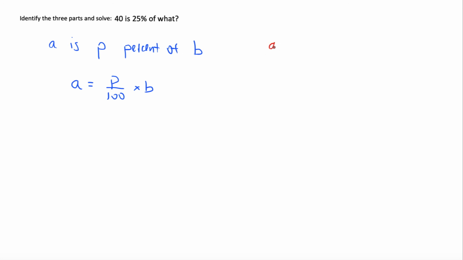We notice here that A is going to equal 40. The percent is always the easiest one, right? Because it sort of tells us, right? So in this case, P is 25. So we notice here that B is the unknown value, right? We want to know what B is. So let's go ahead and plug everything in, right? 40 equals 25 over 100 times B.